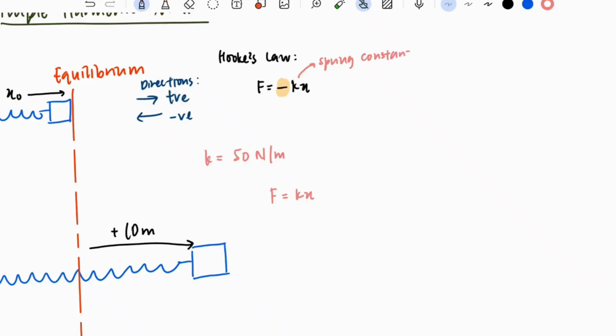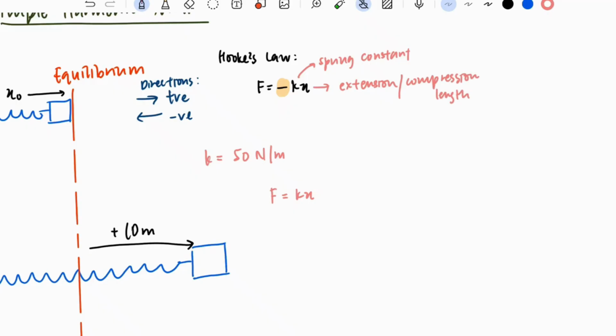Whether you extend or compress a spring, the spring constant remains the same, because the spring constant relates to the stiffness of the spring and it is independent of the extension and compression, so it will not change. x is your extension length or your compression length, either one depending on the question you're looking at.